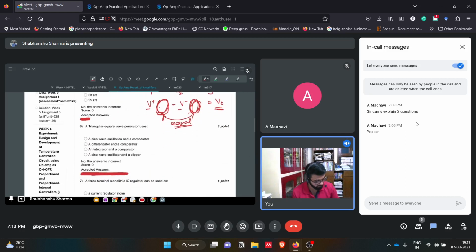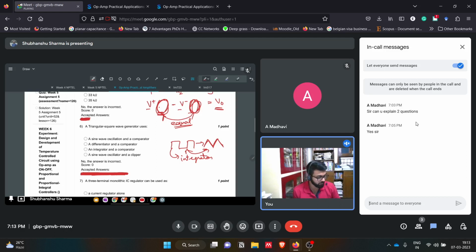Then the sixth question. A triangular square wave generator uses... If you are saying triangular square wave generator, we are talking about a square wave generator and a triangular generator. How can it be achieved? Let's say we integrate this square wave. What do we get? We get a triangular wave, no? And we know why we use comparators and all those things: we use comparators to shape the signals.